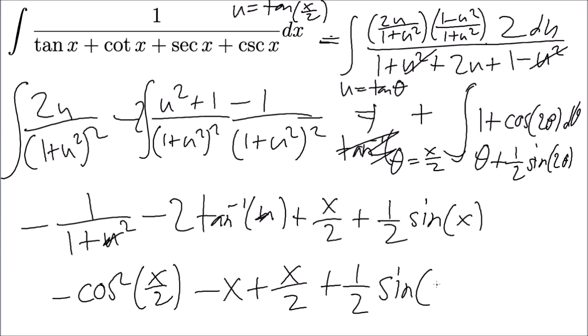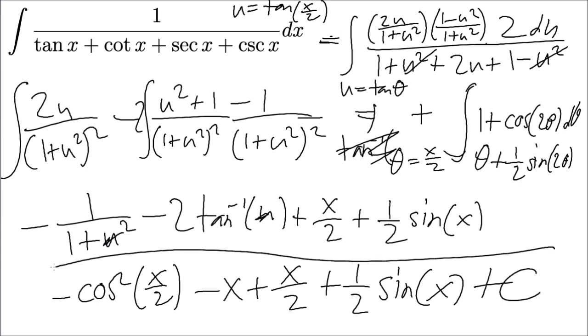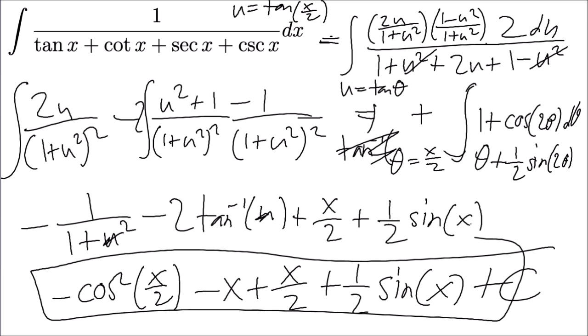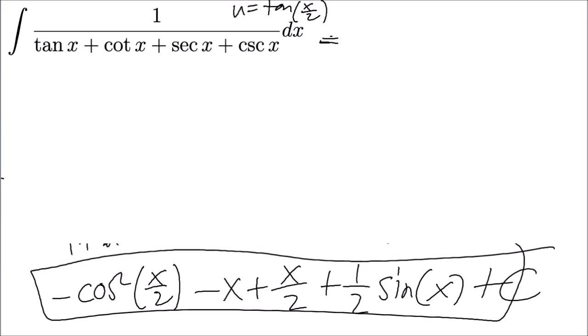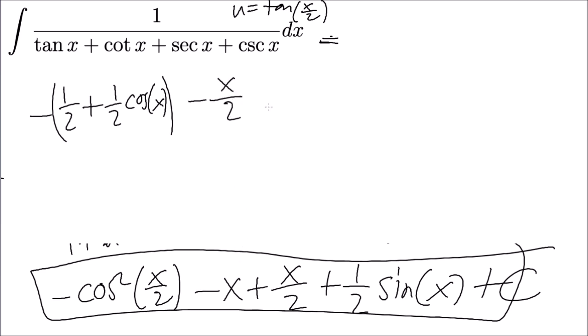Hold on. Is this really the answer? Wait, hold on. Let me really simplify this answer. This cosine squared is a half plus a half of cosine x. And then we have minus x over 2.